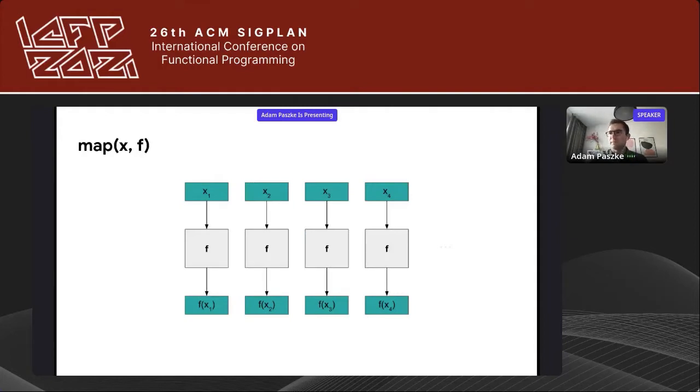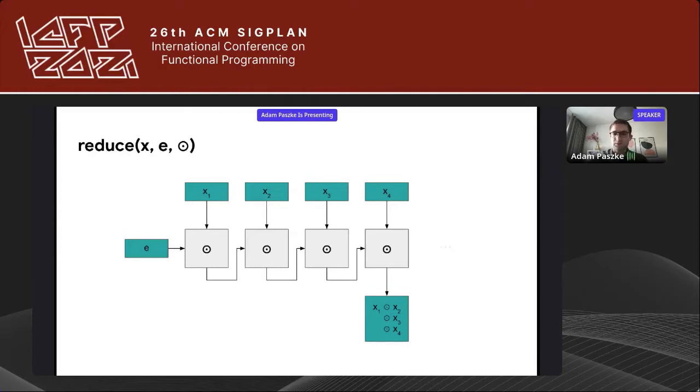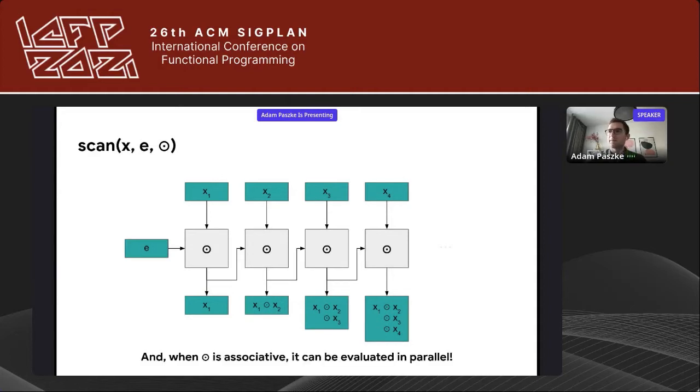as map, which applies a function to a collection of things independently. You have reduce, which just combines a whole bunch of elements with a binary reduction. And you have scan, which is reduce, except you output the element at every step. And the really nice thing about all of those is that maps of pure functions are generally always parallel, and also reductions and scans, if the binary function is associative, you can also evaluate in parallel, which makes them a really good basis for data parallel languages, for compilation to GPUs, right?